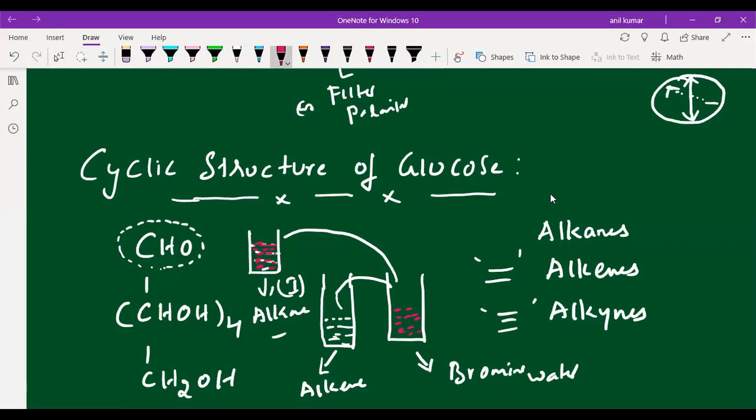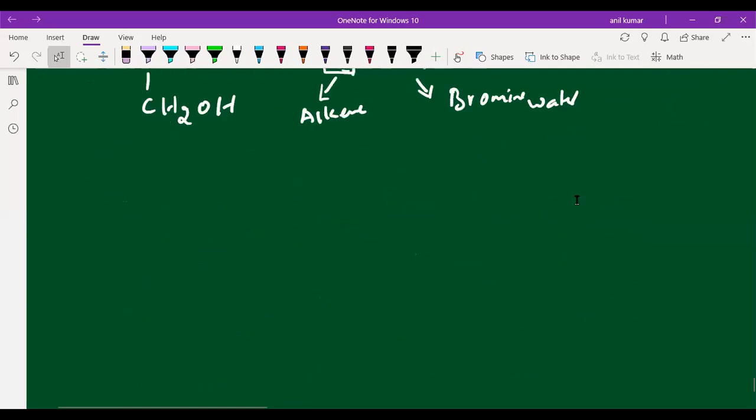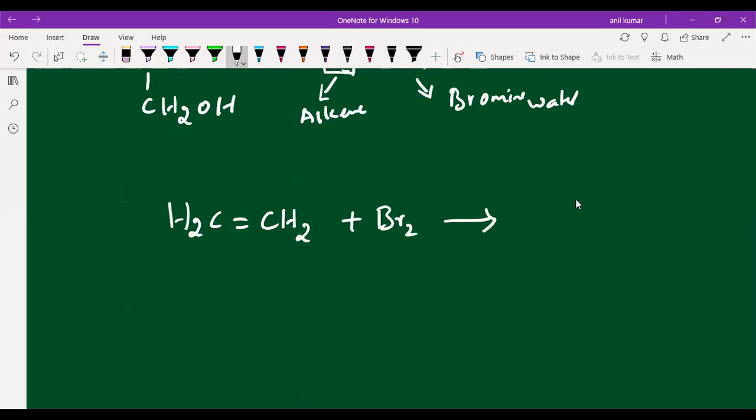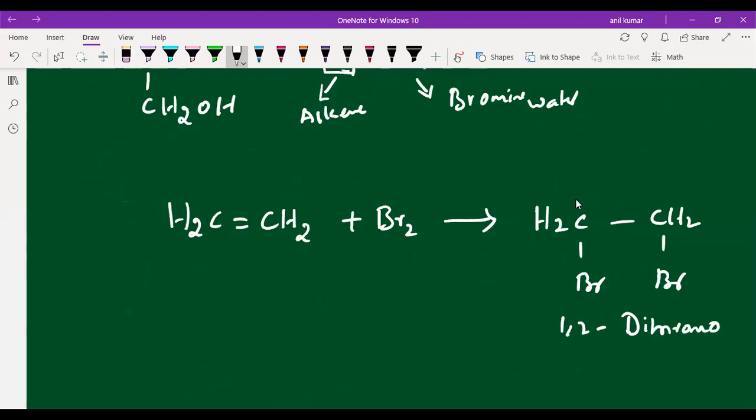Why? Because the bromine will add across the double bond of alkene. So here CH2=CH2 plus bromine Br2 gives rise to CH2Br-CH2Br, that is 1,2-dibromoethane. So you are going to get an addition compound. So this is ethene plus bromine gives rise to 1,2-dibromoethane.